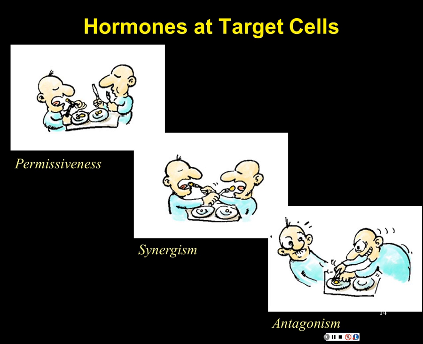What's the term that we've seen already? Antagonist. What do you think it means if two hormones are antagonistic to one another? They're working against each other. So when two hormones are present and they're antagonistic, they oppose each other's effects.